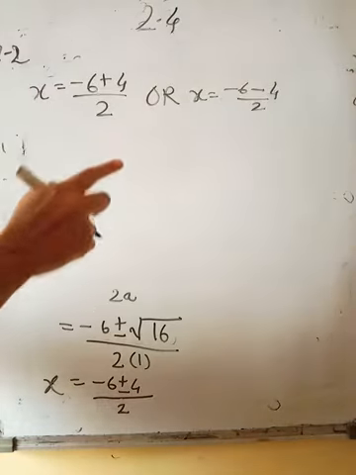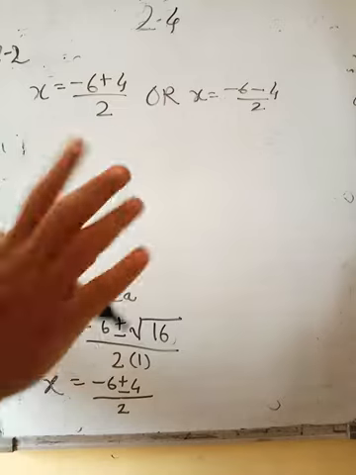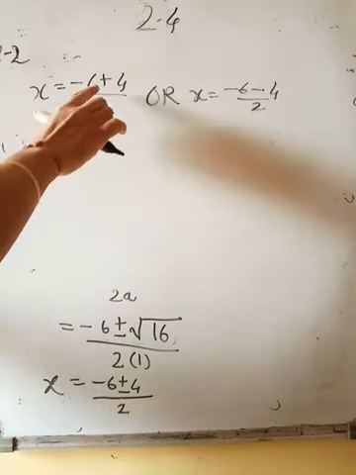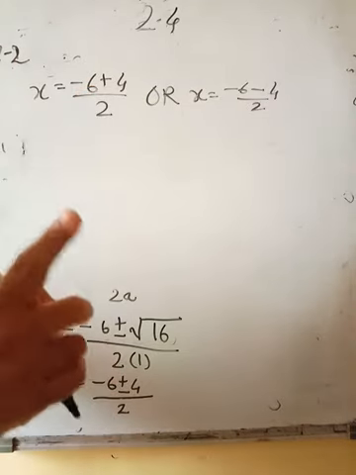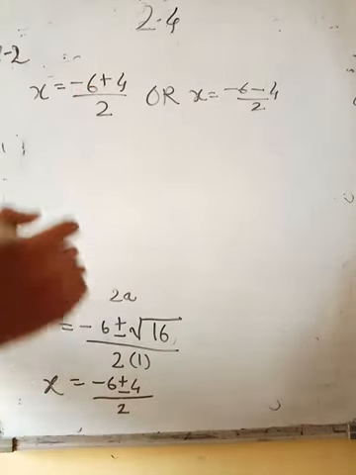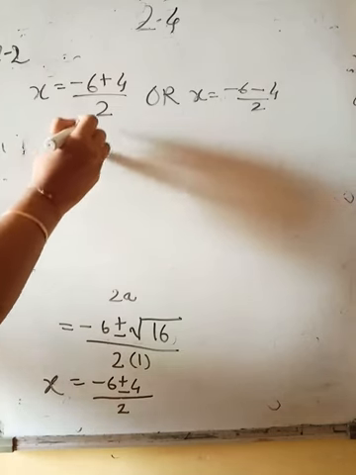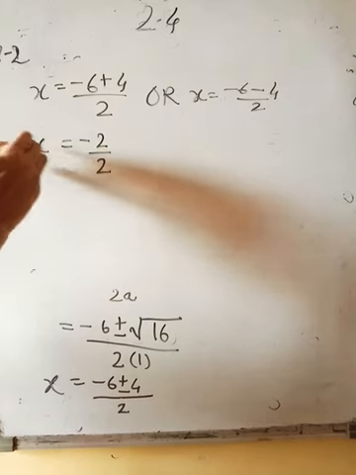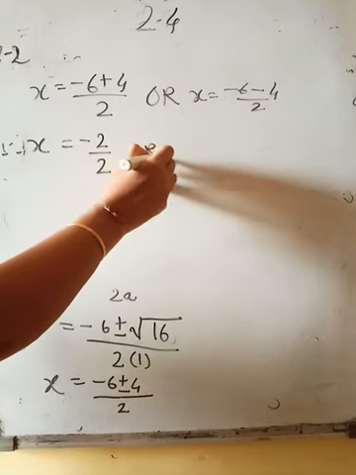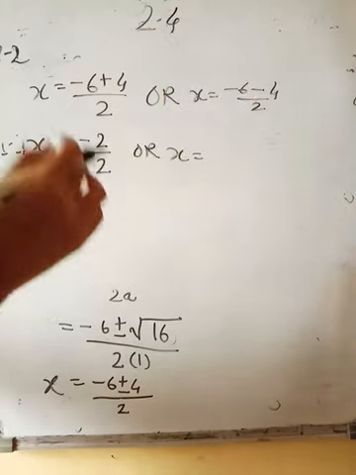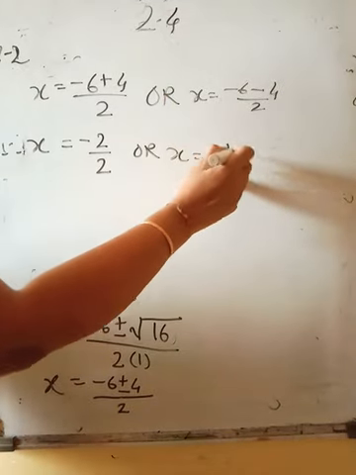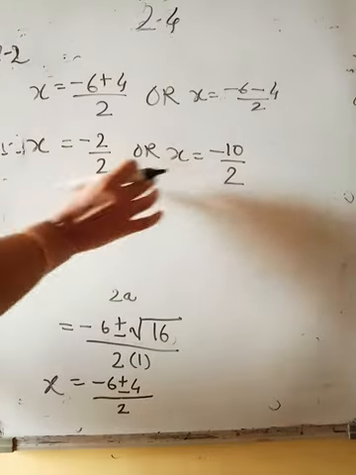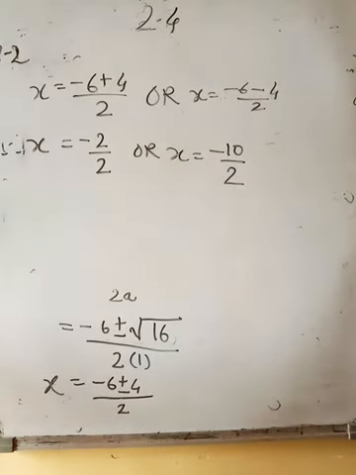Okay, please children do not do the cancellation. Do not cancel 2 and 4 here. Here there is an addition sign. When does cancellation happen? When you have a multiplication sign, at that time only. Okay, so add it. Minus 6 plus 4 is minus 2 upon 2, or x is equal to minus 6 minus 4. So that comes out to be minus 10 upon 2. Now you can do the cancellation because there is no plus sign anywhere.